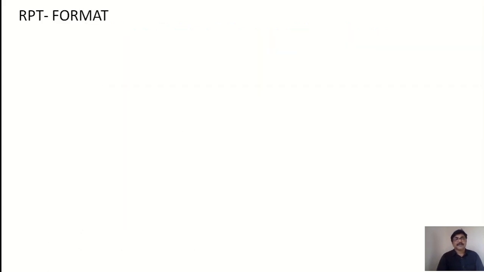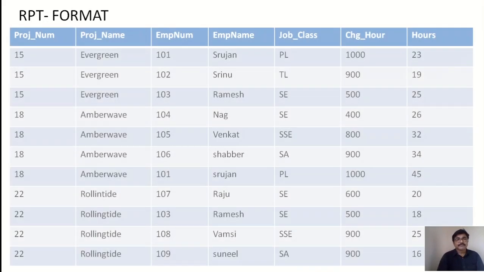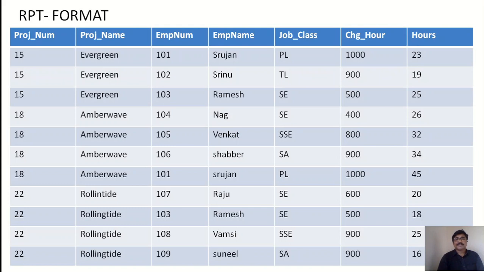So here we can take an example called a report format. This is a table. It has the project details as well as employee details. The project details are project number and project name, and the employee details are employee number, employee name, job class, charges per hour and hours. By combining these two tables, that means project and employee, some of the data may be repeated. Here we find the project number is repeated, the project name is also repeated, and somewhere job class is repeated. So we can apply normalization for reducing this redundancy.